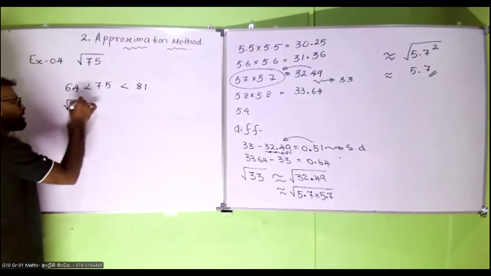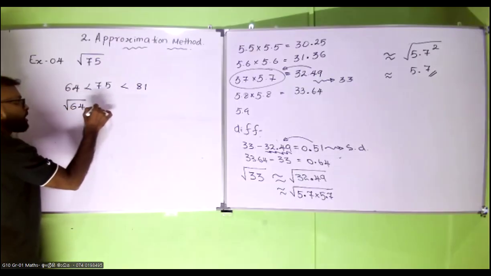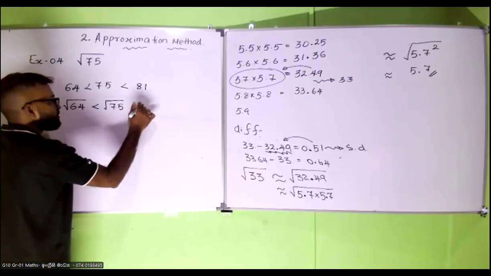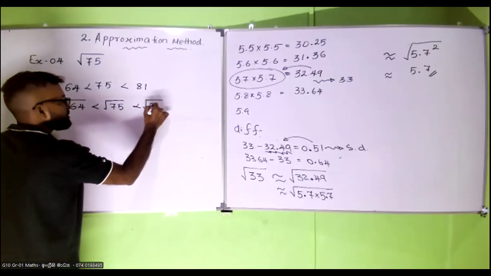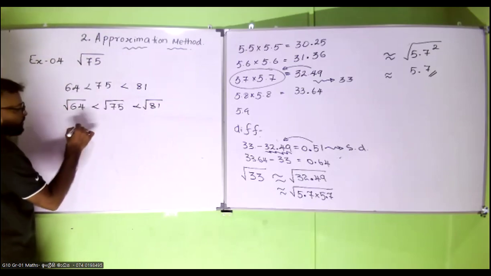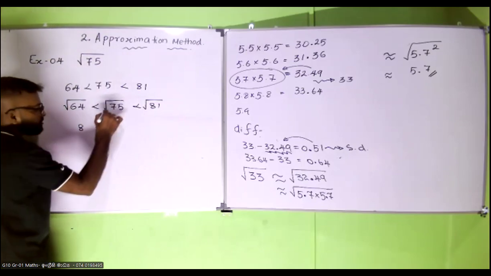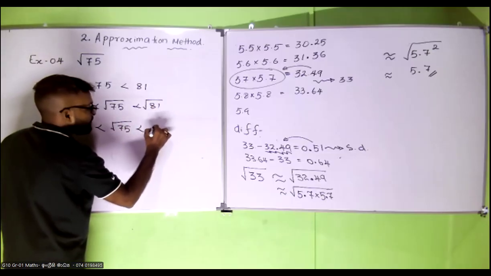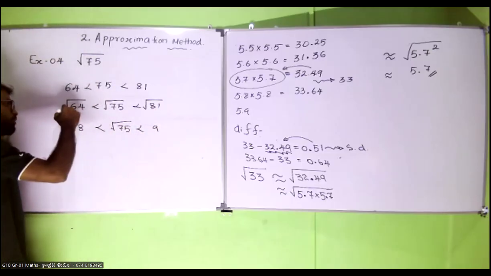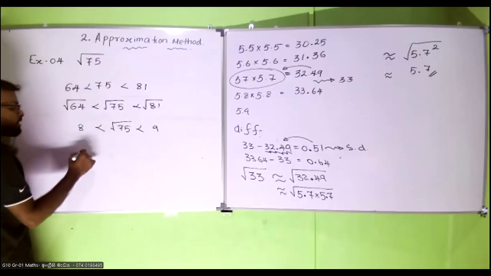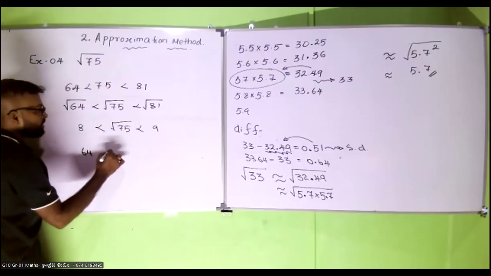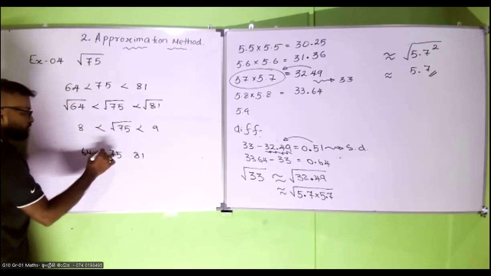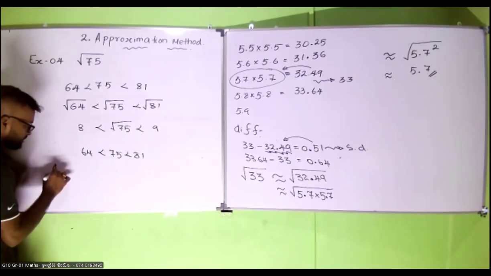Now we have to get the square root of this 75. This part is easy. If you catch the pattern, this is nothing. The square root of 64 is 8. The square root of 75, you have to find it out. The square root of 81 is 9. Now we are going to write this again because we need to find the smallest difference between these values, 75 and 81. So I am going to take the difference.